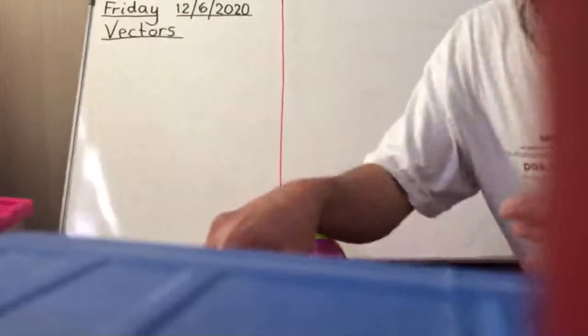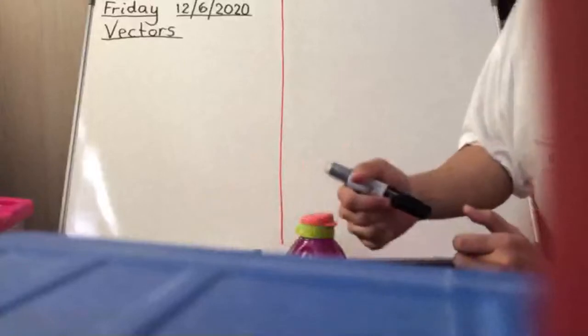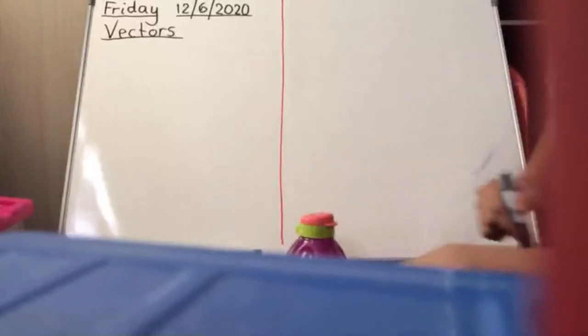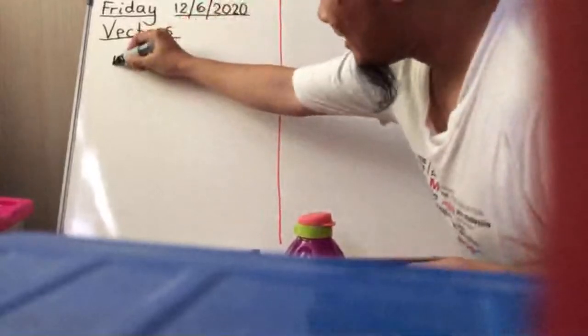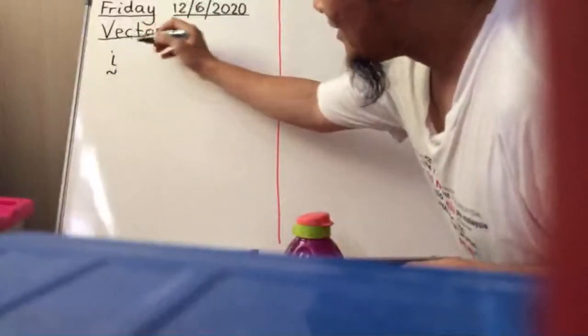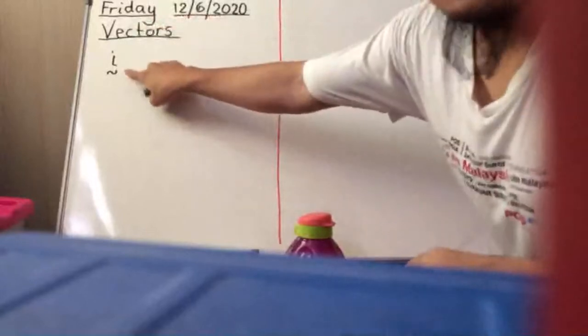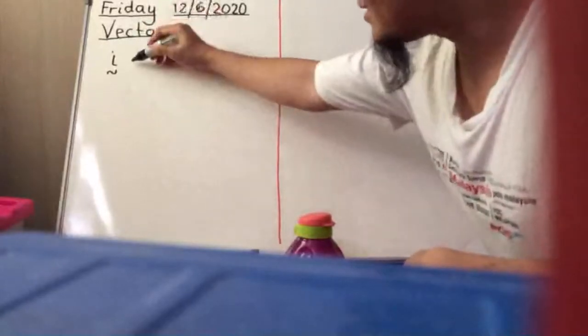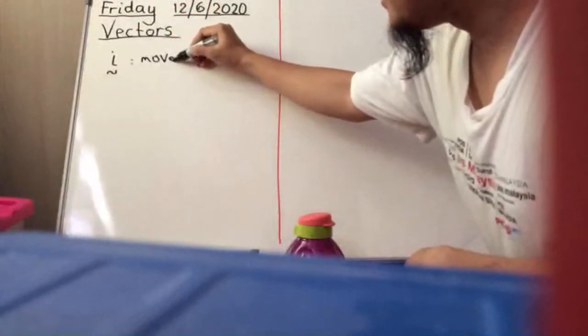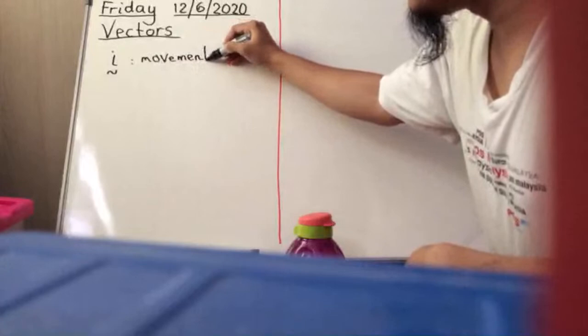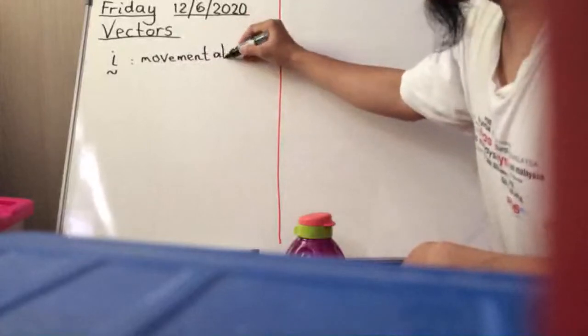Alright, for today's lesson, we're going to talk about vectors. Let me introduce you to the i and j components. So this is i, with a tilde underneath. This is the movement along the x-axis.